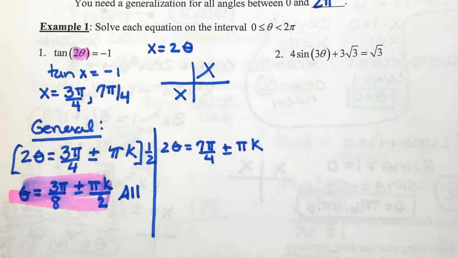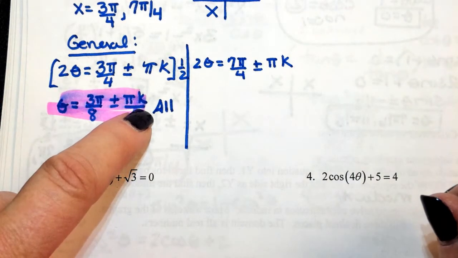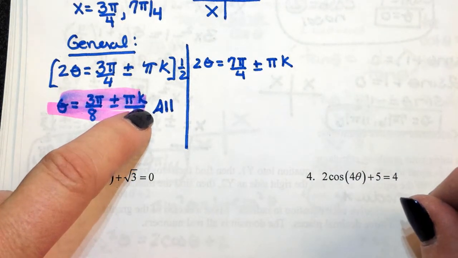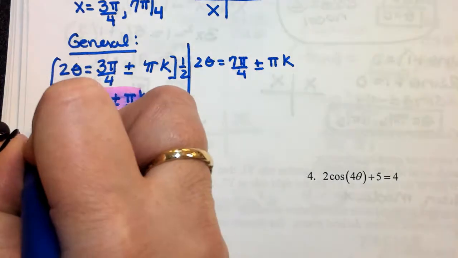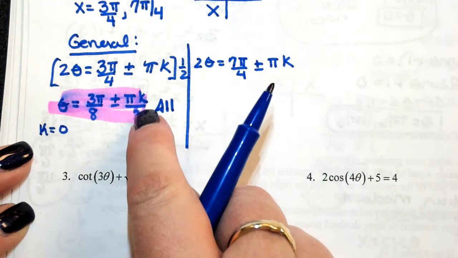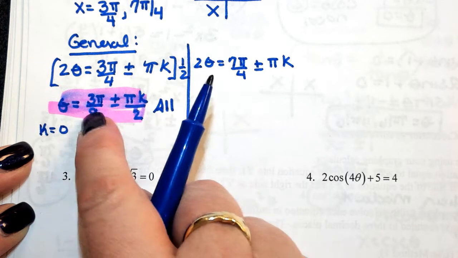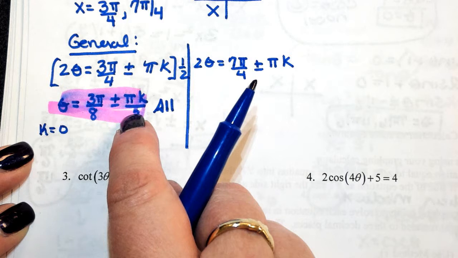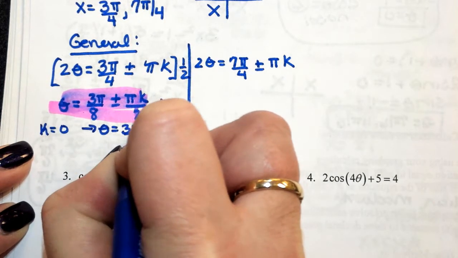Now I'm asking for specific angles between 0 and 2 pi. So the way you start, remember, k represents an integer. You start with 0 and you plug in different numbers for k until you get to angles larger than 2 pi. So we're going to start with k is equal to 0. What happens when I plug 0 in for k here? You get 0. So what's 3 pi over 8 plus or minus 0 going to be? 3 pi over 8. So one solution is going to be when theta is equal to 3 pi over 8.